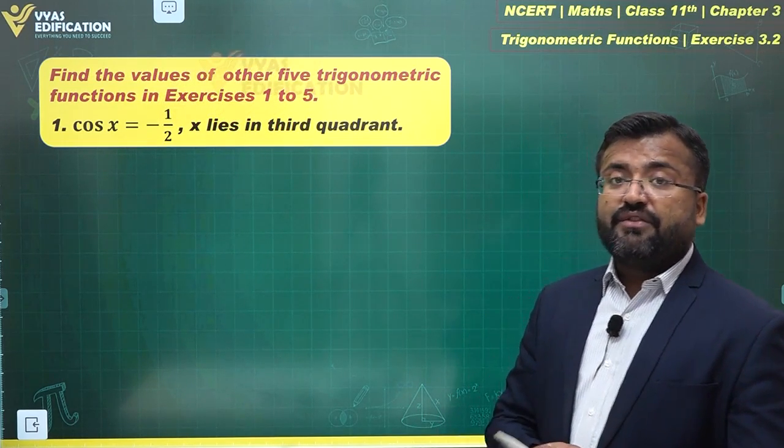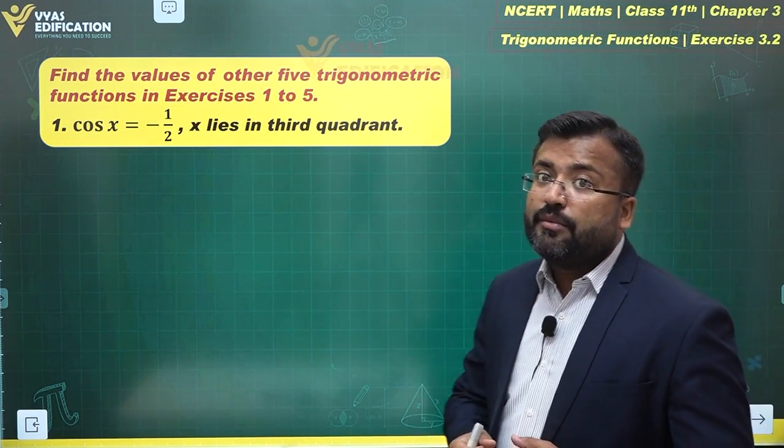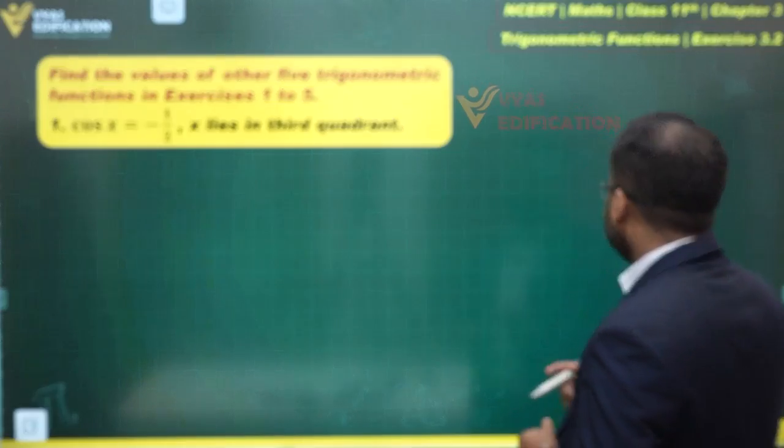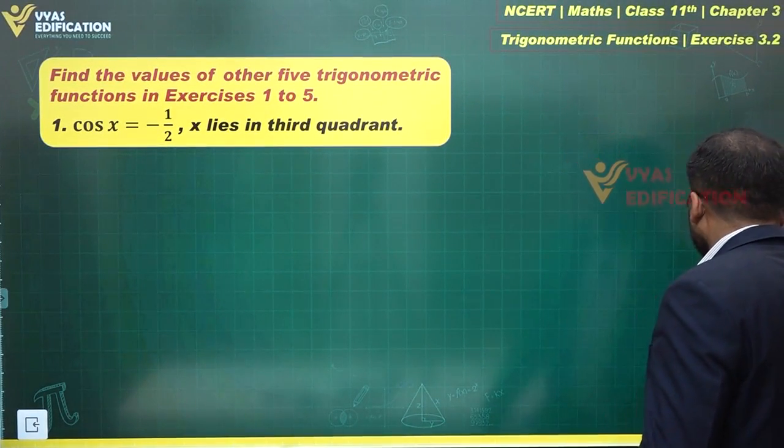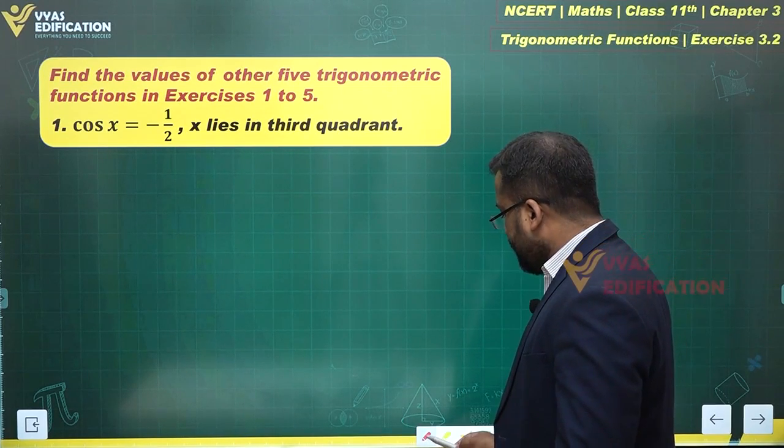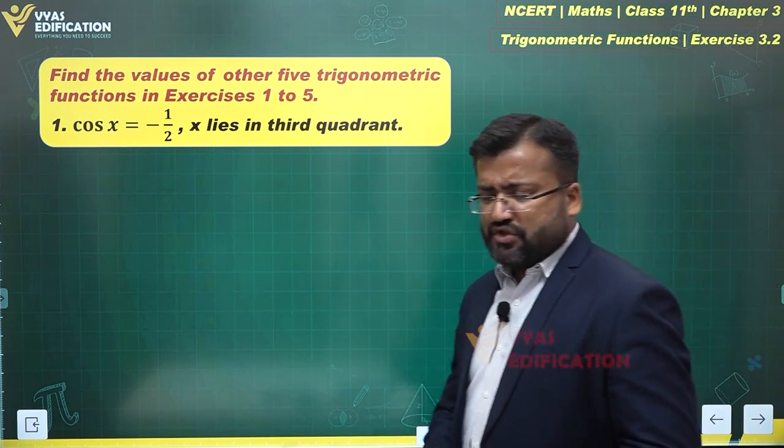And what are we supposed to find? We are supposed to find other 5 trigonometric functions for this angle, right? So how do we go about finding these things? First, I'll tell you a simple approach of solving this question.